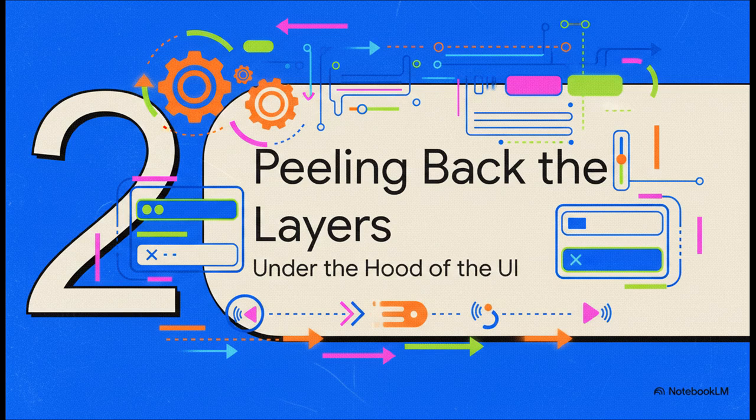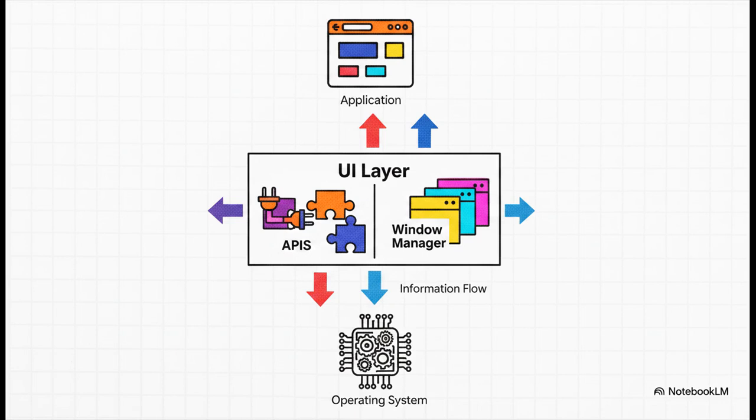All right, so we've got our bridge. Now, let's peel back the layers and see what it's actually made of. We're about to pop the hood and look at the engine room that makes the user interface tick. Turns out, this UI layer, the thing sitting right between the app you're using and the computer's core brain, is mostly run by two key players. These things called APIs and something called a window manager. They're like the translators and the traffic cops of your screen.